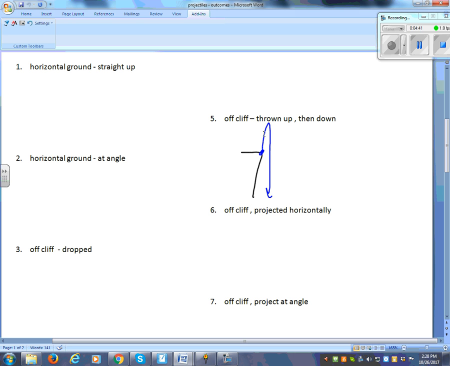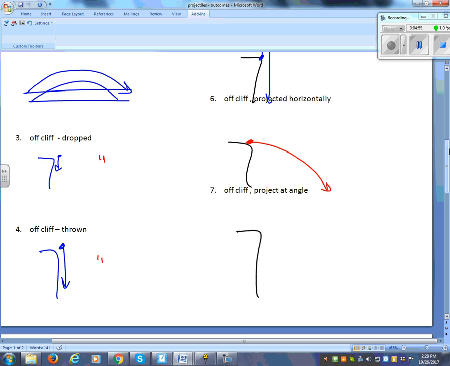Off a cliff projected horizontally. So now we're talking about standing there at the edge and firing it like so, horizontally. And then the last one, the big daddy of them all, at an edge of a cliff, like that. Like throwing a frisbee. Now, I will say, that's the hardest one there is. There will be one on the test, there will be one on the exam. Guaranteed.